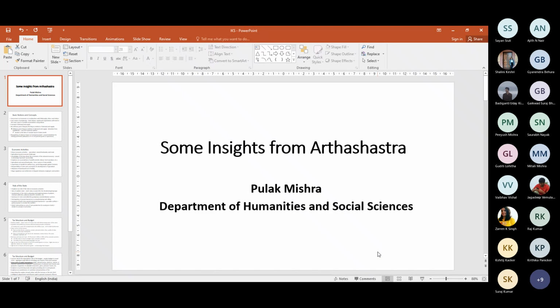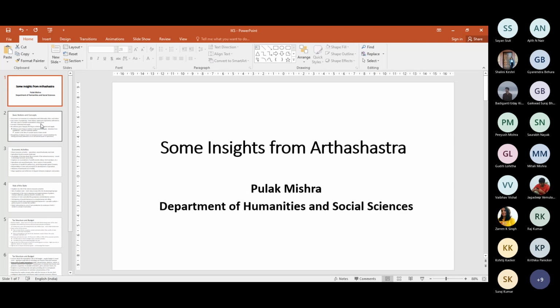So in this class, I have thought of covering a few aspects from the perspective of Arthashastra: what insights we get from Arthashastra, and how we can relate those insights to the contemporary discussions and theories in economics. So basically linking the insights from Arthashastra to the contemporary economic theories and practices. This is the perspective that we are going to discuss in today's class. And Professor Nayak would be discussing more on resource conservation, some aspects of public finance, etc.